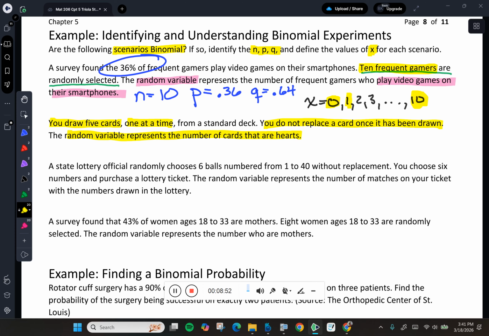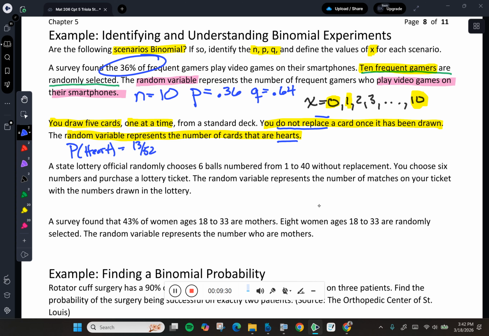The reason it's not binomial is right here, and I'm going to underline it in blue. One of the requirements for binomial is that the trials are all independent. If I pull a card out of the deck, the first time I pick, there's 52 cards in the deck. I'm looking for a heart, so I have all 13 hearts in the deck to pick from. So my probability of a heart on that first pick would be 13 out of 52.